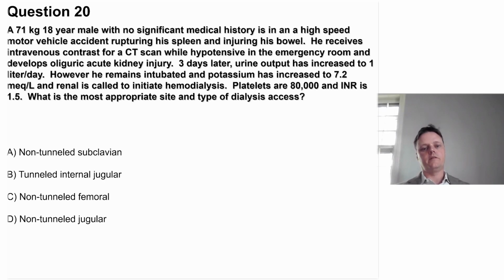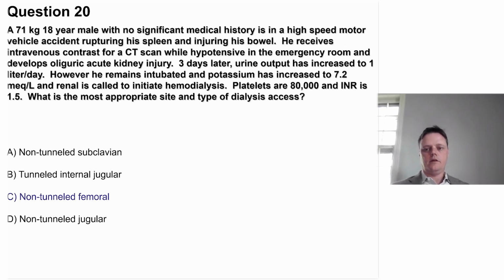What is the most appropriate size and type of dialysis access? A, a non-tunneled subclavian, B, a tunneled internal jugular, C, a non-tunneled femoral, or D, a non-tunneled jugular. I would argue here that the correct site is a non-tunneled femoral line rather than a non-tunneled jugular line.